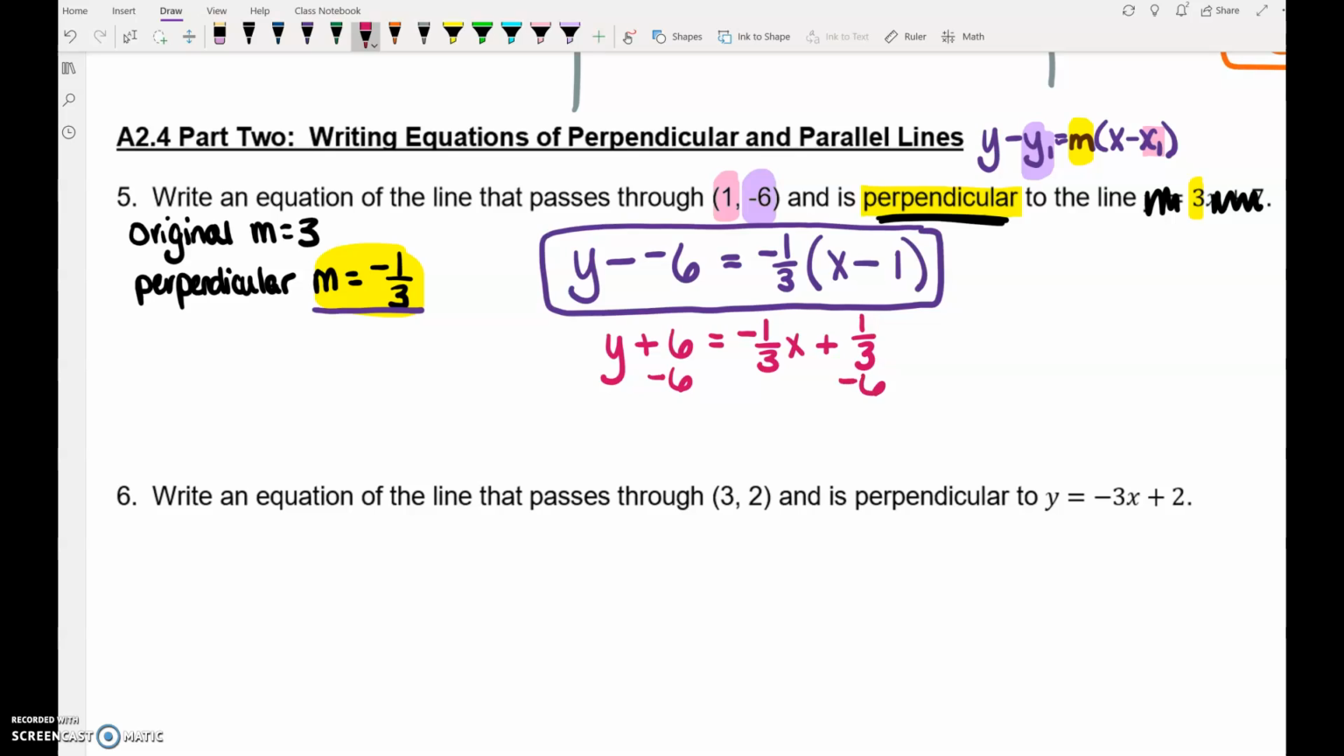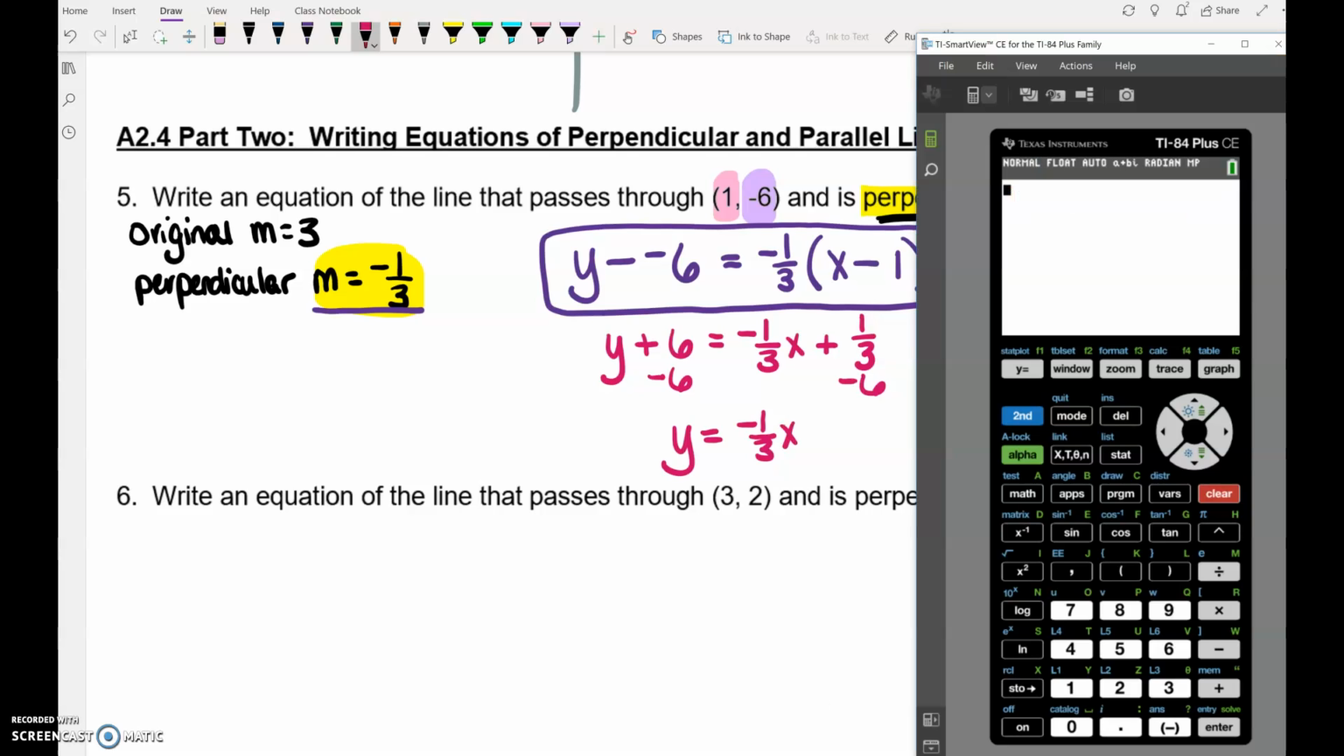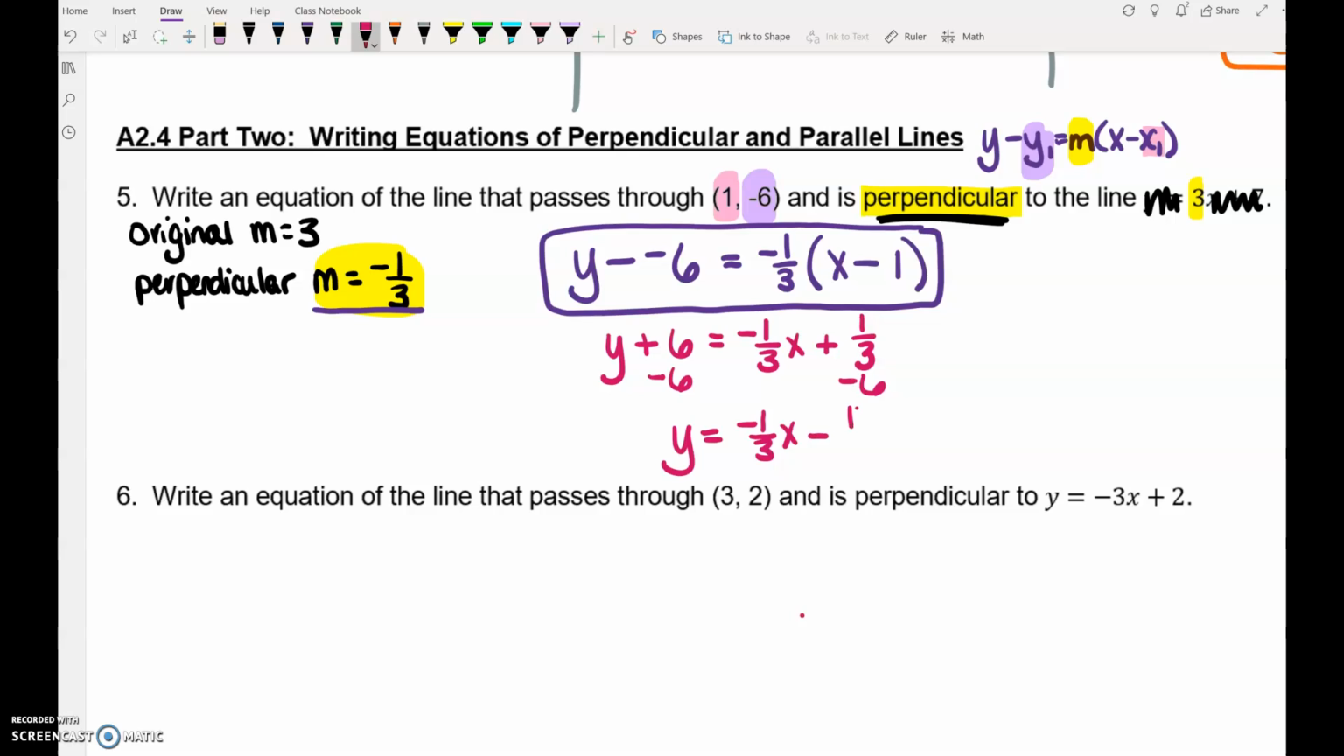Subtract 6. So we have y equals -1/3 x, and I'm going to take my calculator and do 1/3 minus 6. If you want to write -5.67, I would not count that wrong, but you can also change that into a fraction. It's -17/3. But again, if you have -5.67 written, I won't count that wrong.